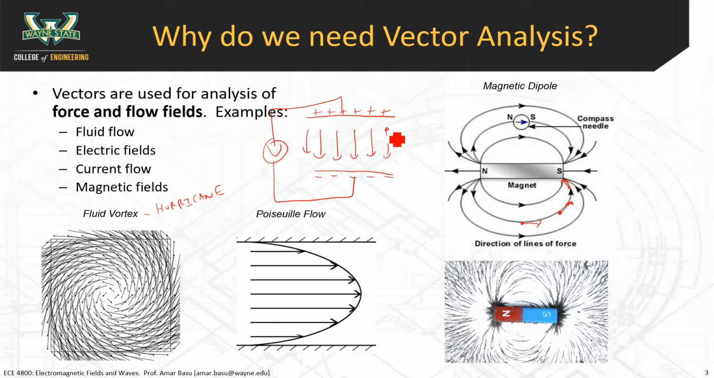I showed the electric field at several points in space here, but I could also pick a random point in space like this, and that would also have an electric field associated with it. So every point in space has a magnitude of the electric field, and it has a direction. Electric fields point from positive charge to negative charge. It points from high potential to low potential.